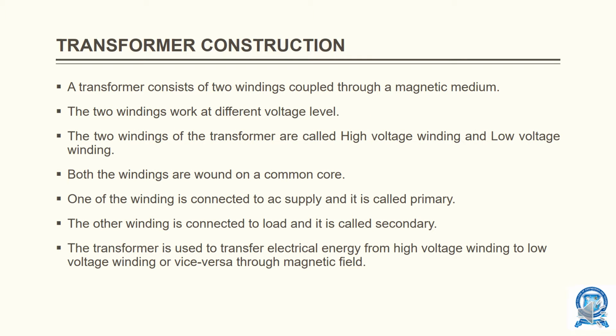A transformer consists of two windings coupled to a magnetic medium. The two windings work at different voltages, and the two windings of a transformer are called the high voltage winding and low voltage winding. Both the windings are wound on a common core. One of the windings is connected to the AC supply, it is called the primary. The other winding, which is connected to the load, we call the secondary. The transformer is used to transfer electric energy from one circuit to another circuit without any change in frequency. So this is the major function of a transformer.